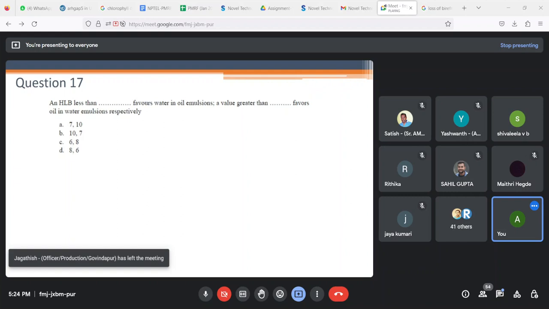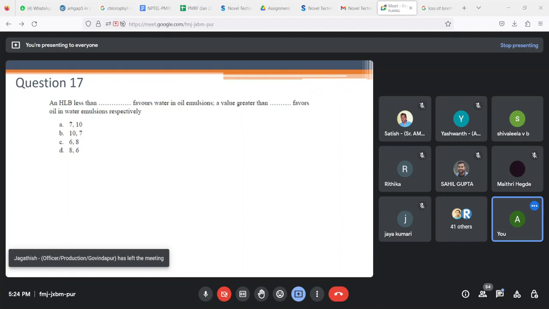So HLB stands for hydrophile lipophile balance. So there are certain compounds known as surfactants that will have a kind of a bridging activity between your lipids and your water. And the ability of the surfactants to perform its function depends upon a parameter known as HLB or hydrophile lipophile balance. So depending on the value of this HLB, you can figure out what kind of emulsions it can form.